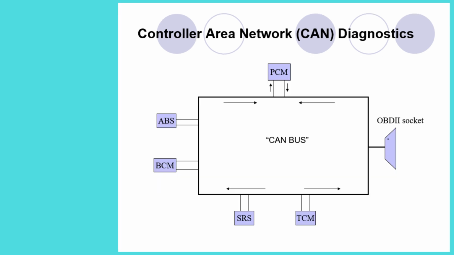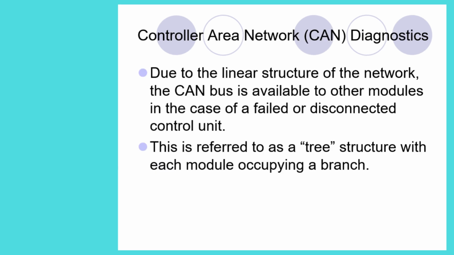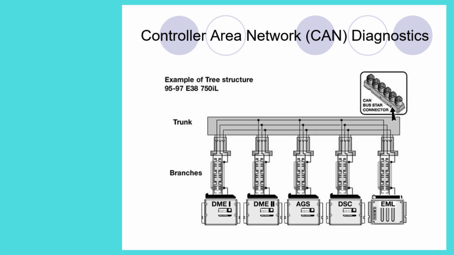In a CAN bus system, all the control units are connected to each other by a common set of lines. Due to the linear structure of the network, the CAN bus is available to all other modules in the case of a failed or disconnected control unit. This is referred to as a tree structure, with each module occupying a branch. The main bus is referred to as the trunk, with the individual control units occupying the branches.